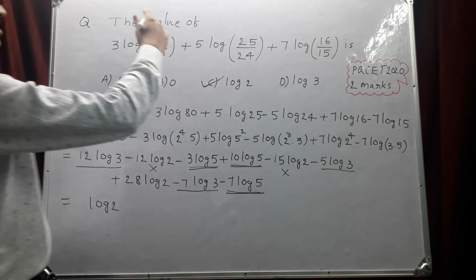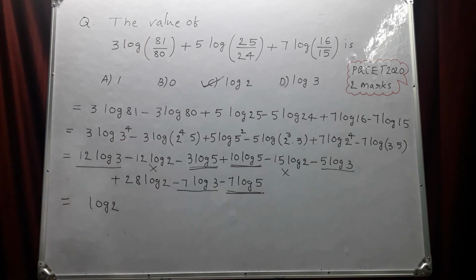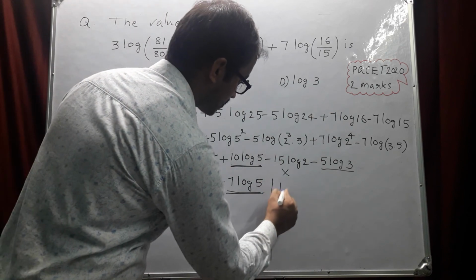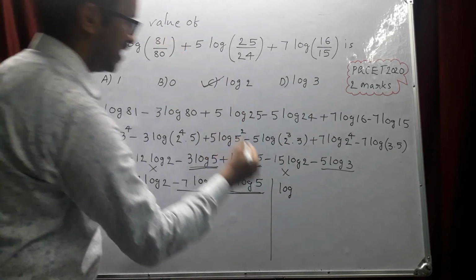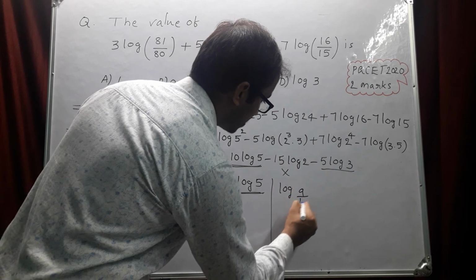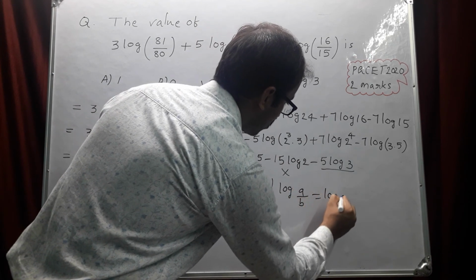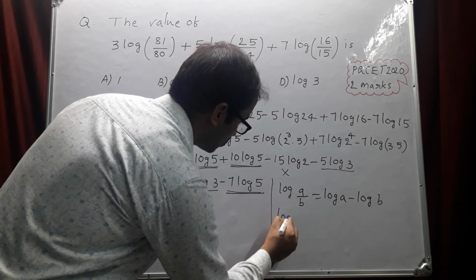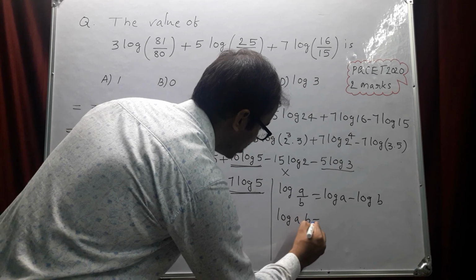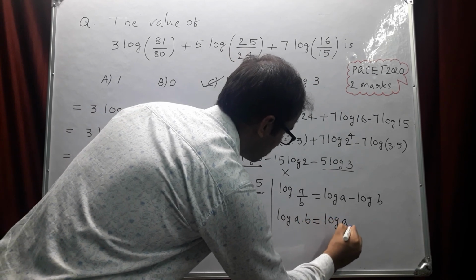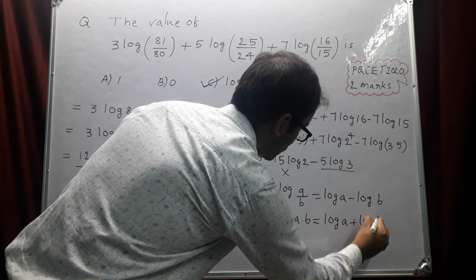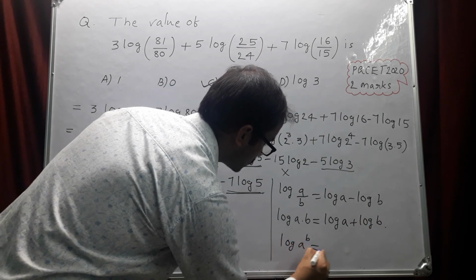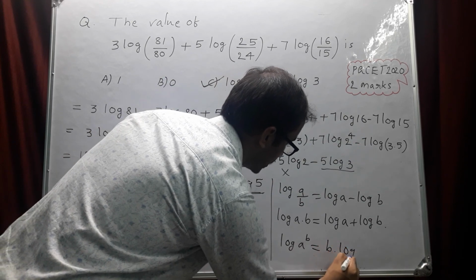But we have corrected the given problem. Again, we have used some of the properties here. What are the properties? First, log a by b can be written as log a minus log b. Second one, log a into b is log a plus log b. Third one, log a power b is equals to b into log a.